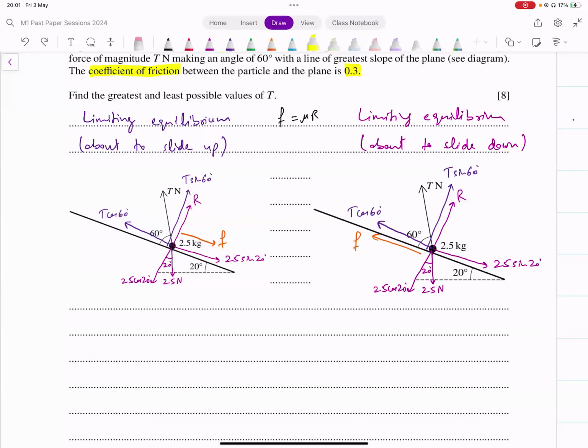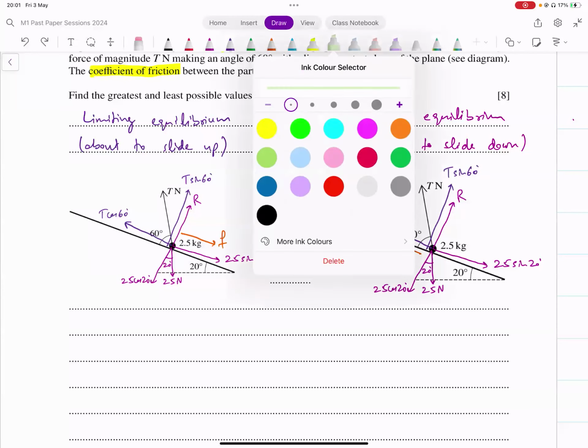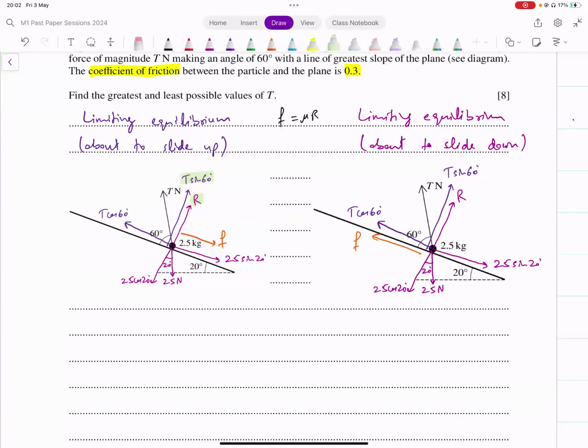You've resolved the forces already, just equate the opposite forces. Equate R plus T sin 60 to 25 cos 20, and T cos 60 to F plus 25 sin 20 for the first case. For the second case, T cos 60 plus F equals 25 sin 20, and T sin 60 plus R equals 25 cos 20. And you would get the greatest and the least possible values of T from this.